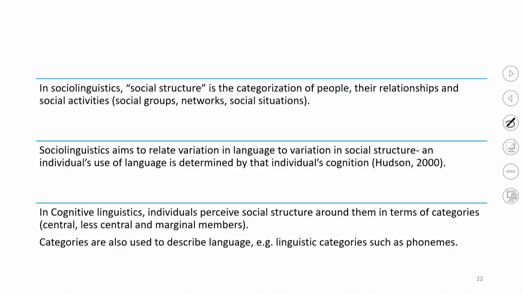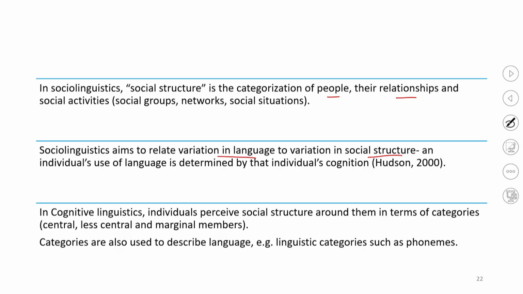In sociolinguistics, social structure is the categorization of people. So, people belonging to one group, one category. People, their relationships and social activities. Social groups, networks, all this we have already seen. These are also categories. Cognitive linguistics talks about category formation, categorization as a process. Now, we are looking at the same process used in the sociolinguistic domain. Sociolinguistics aims to relate variation in language to variation in social structure. That is something that we already know.